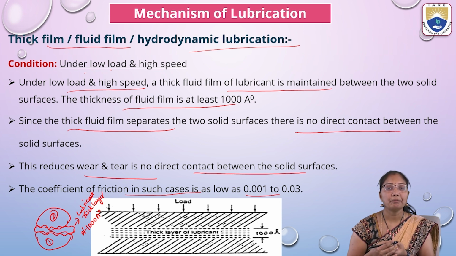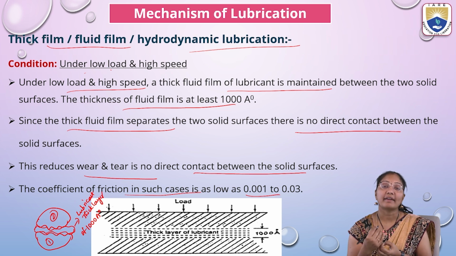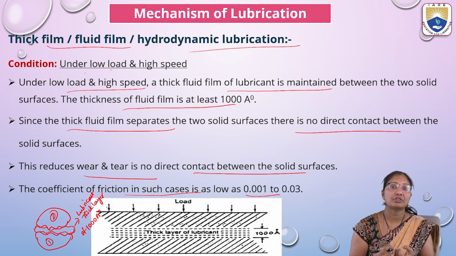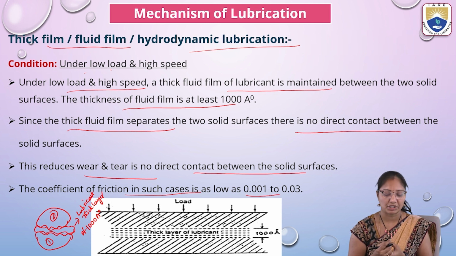The usage of this thick film definitely reduces the wear and tear of the machinery and increases its lifespan, because there is no friction between the two surfaces and no heat production. So there is no possibility of damage or of decreasing the lifespan of the machinery. It definitely enhances the lifespan and reduces the wear and tear of the machinery.